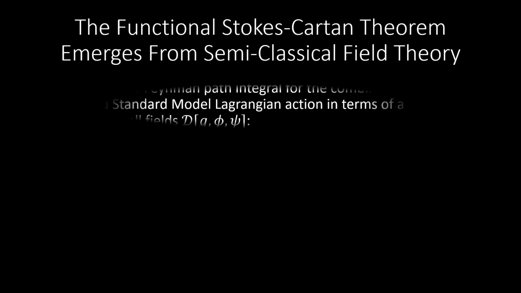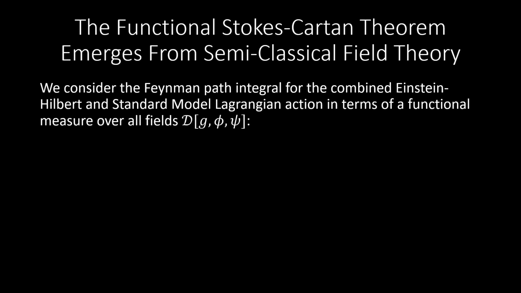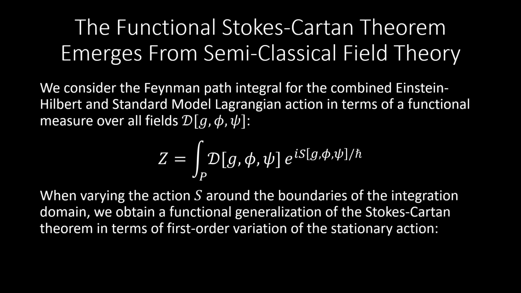We see here the functional Stokes-Cartan theorem emerging from semi-classical field theory. We consider the Feynman path integral for the combined Einstein-Hilbert and standard model Lagrangian action in terms of a functional measure over all fields D of g, phi, and psi. When varying the action S around the boundaries of the integration domain, we obtain a functional generalization of the Stokes-Cartan theorem in terms of first-order variation of the stationary action. So we have a bulk term with a boundary term, defining the stationary action being acted on by the functional derivative.